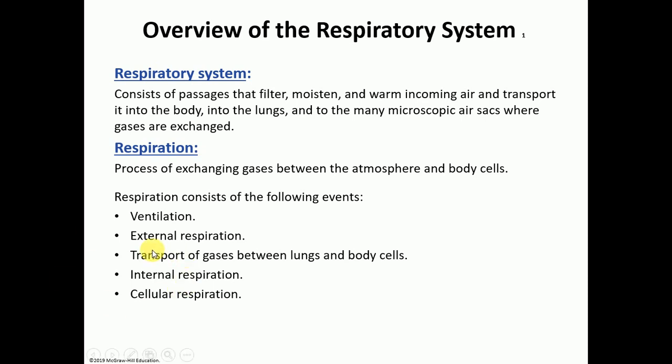And then all of that oxygen is going to be transported. So we're going to transport gas between your lungs and your different body cells. This is the function of the cardiovascular system, where all of these gases are transported by blood.